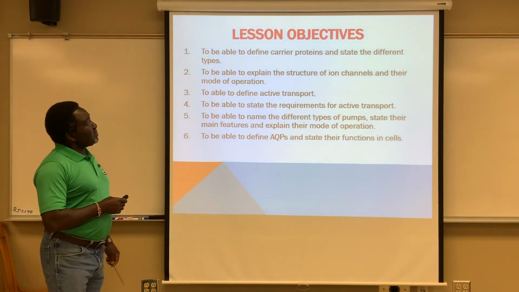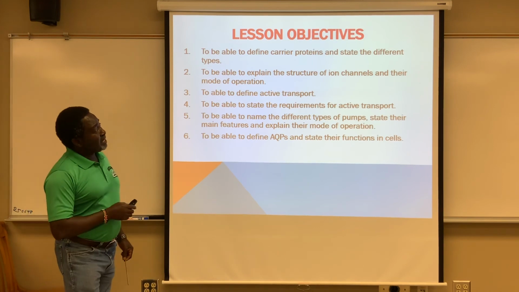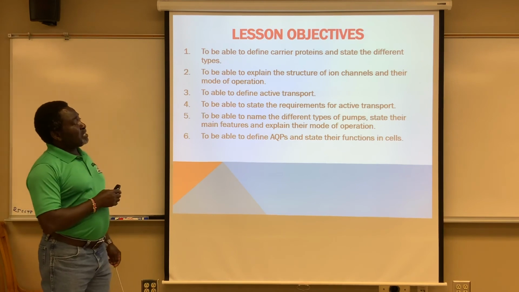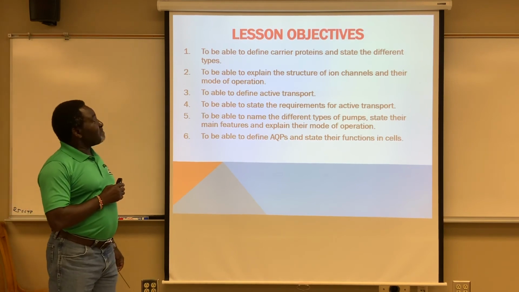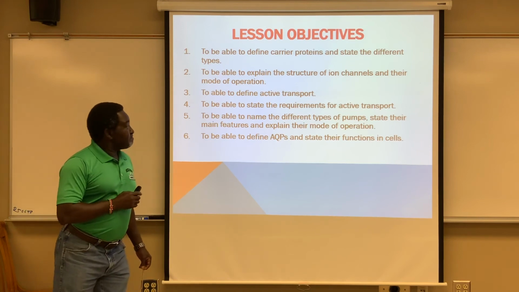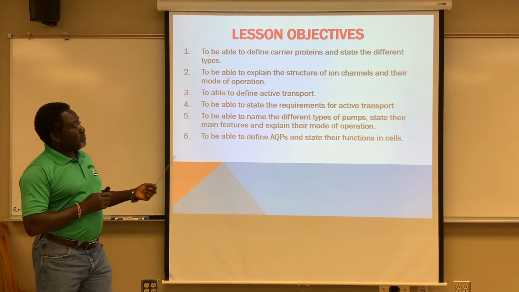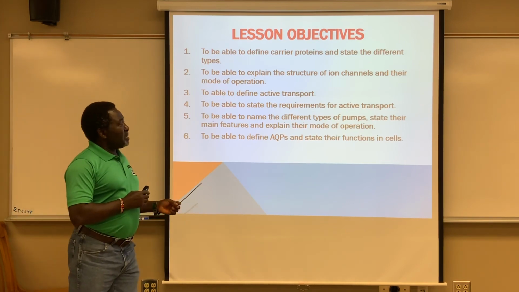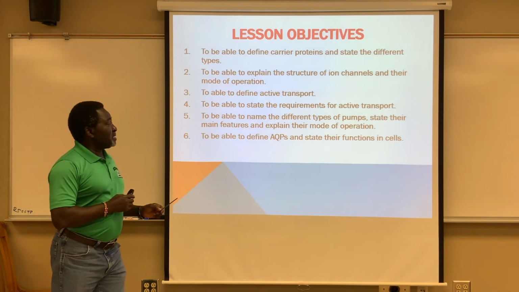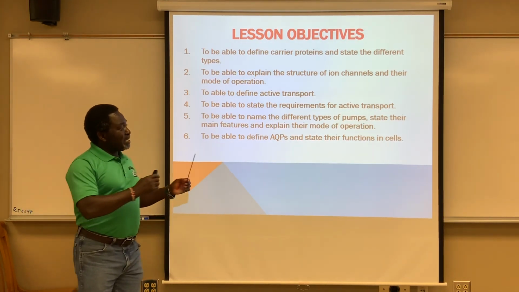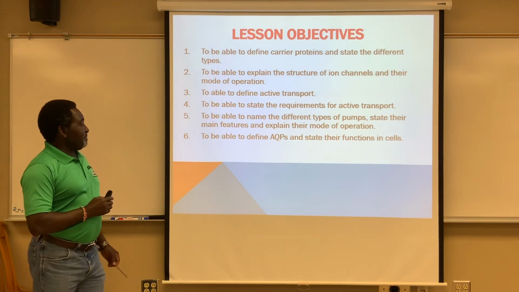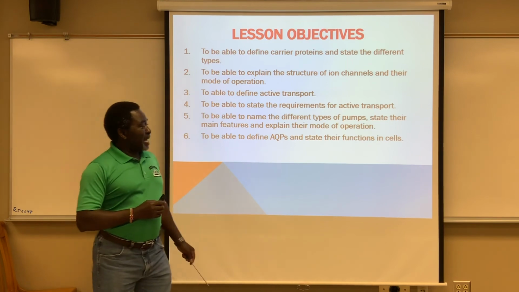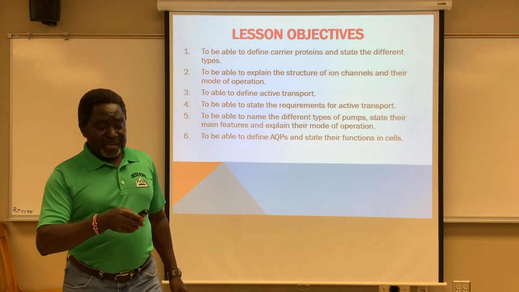The lesson objectives for this segment: make sure that you can define carrier proteins and state the different types. Then explain the structure of ion channels and their mode of operation. Then define active transport. Make sure that you can state the requirements for active transport, and also be able to name the different types of protein pumps and state their main features and explain their mode of operation. Make sure that you can define AQPs and state their functions in cells.